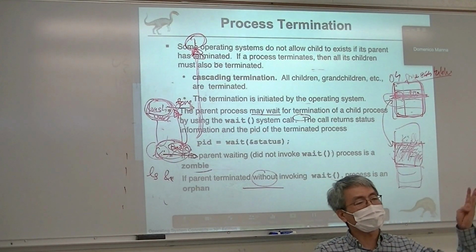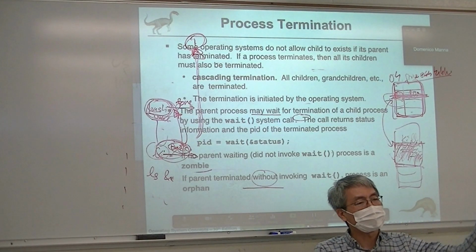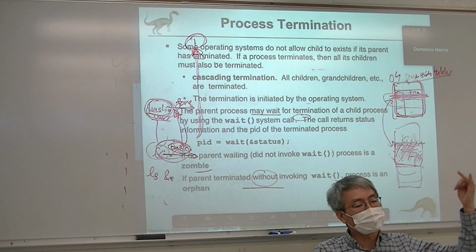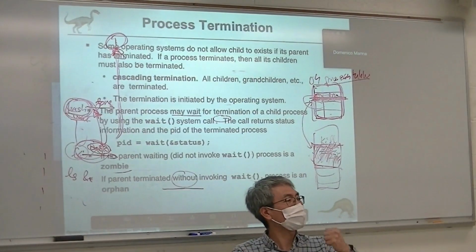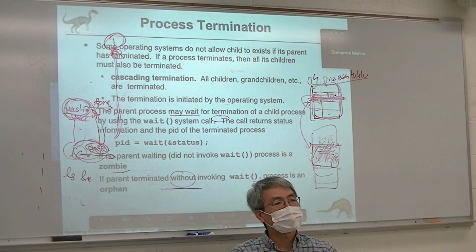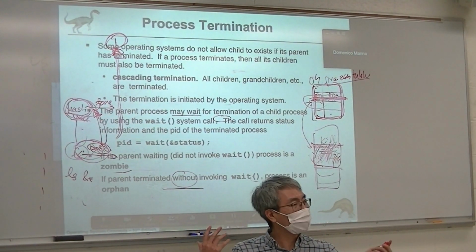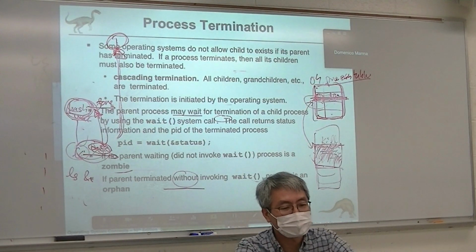So those are the types of processes: normal process, parent process, child process, daemon process, zombie process, orphan process, and so on. But it is all based on fork and exec and such creation of processes.